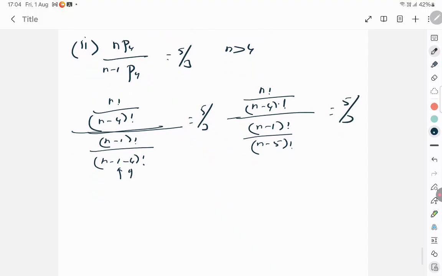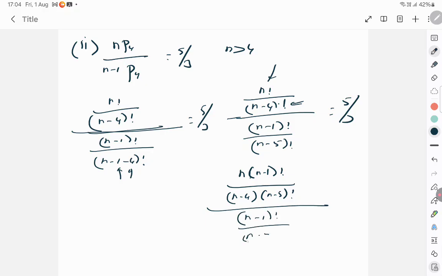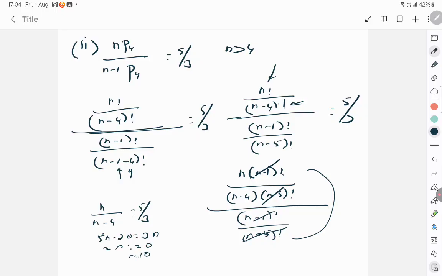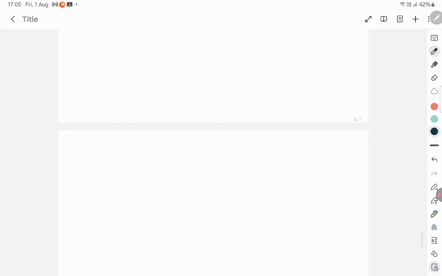I'll write n factorial as n into n minus 1 factorial, and I'll write this n minus 4 factorial as n minus 4 into n minus 5 factorial, so that in the denominator I have n minus 1 factorial, n minus 5 factorial, and I can cancel this with this because it's going to go up like that. I can cancel it. I can cancel this with this because it's going to be still in the denominator. So I'll have n by n minus 4 is equal to 5 by 3. 5n minus 20 is equal to 3n. 2n is equal to 20, n is equal to 10. So that is the way I would do the sum. Let's go to the next question.